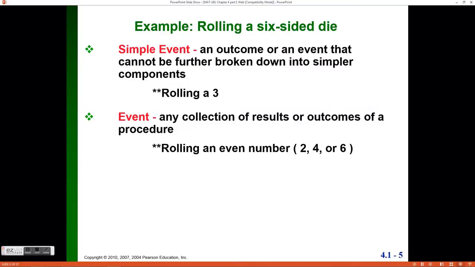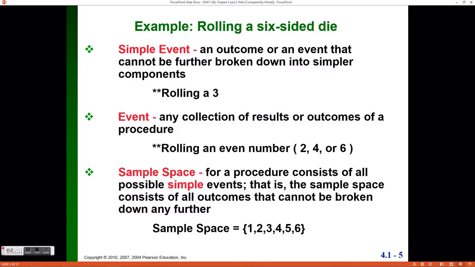To give you some examples, if my action was to roll a six-sided die, a simple event would be rolling a 3. That would be one specific outcome of our action. Rolling a 3 could also be referred to as an event, but an event can be more generic in nature. An event can be a collection of simple events. So an example of something that is an event, but not a simple event, would be rolling an even number. Rolling an even number is an outcome of rolling a six-sided die, but it's made up of the simple events of rolling a 2, a 4, or a 6.